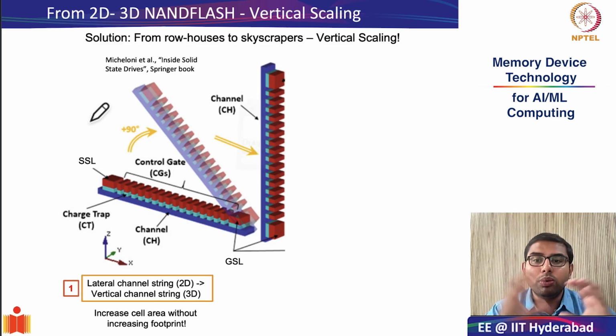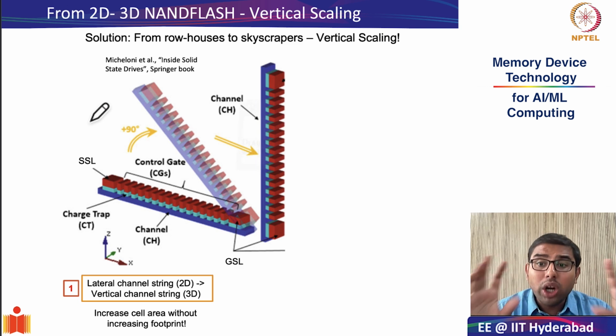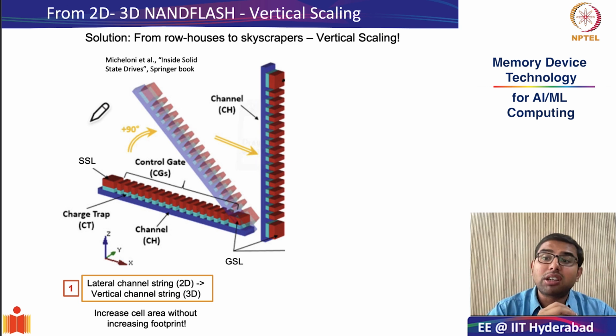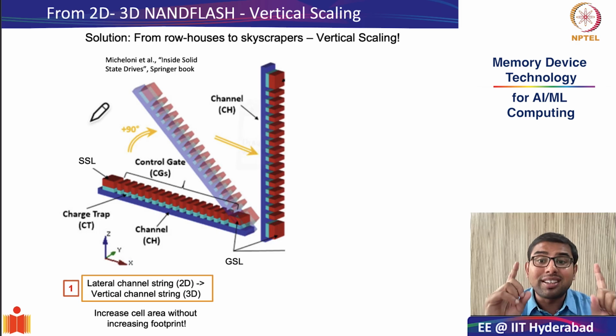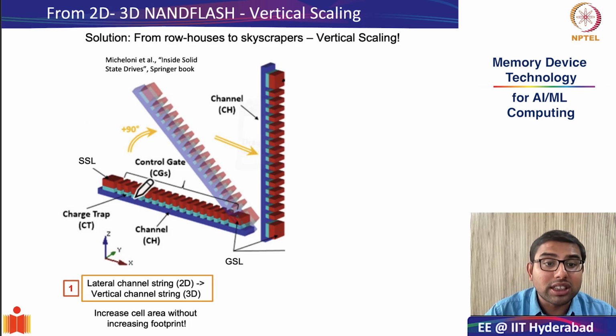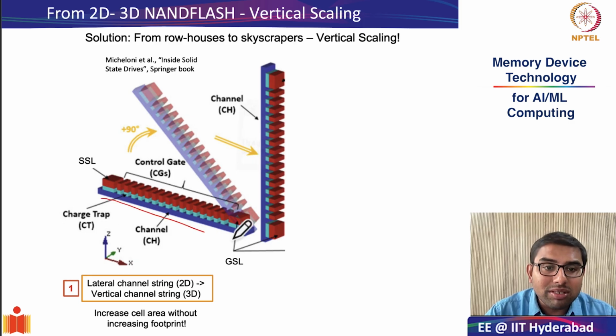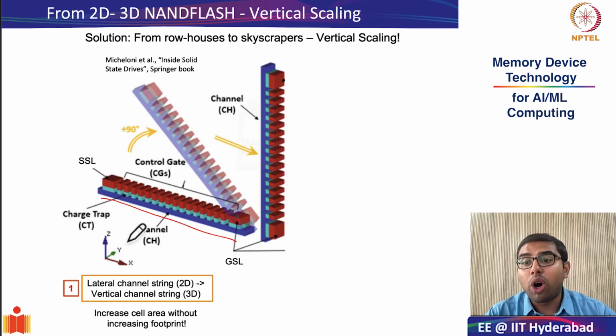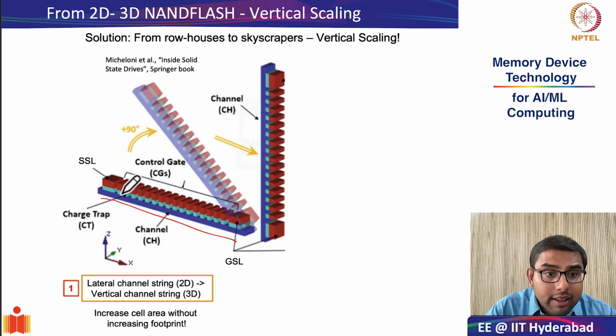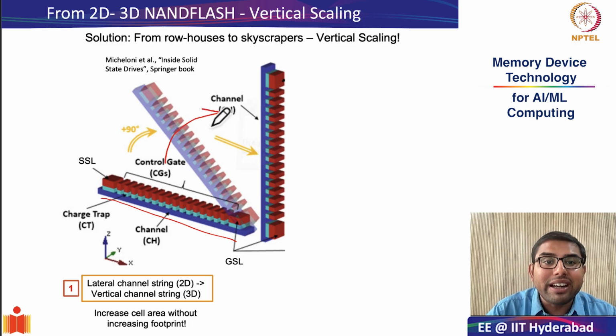So what we will do is we will focus on 4 key differences which enable the transition from 2D to 3D NAND flash. The first important difference, as you can see in this particular figure, is the lateral string. Remember, the lateral string was in the XY direction for the 2D NAND flash. This 2D lateral string and the direction of flow of current was also lateral. As you can see from the schematic, this completely changes.